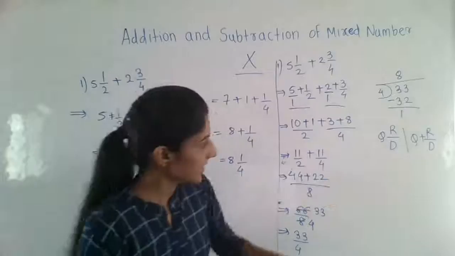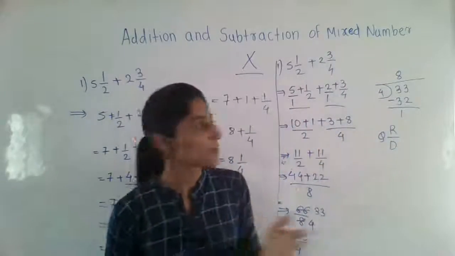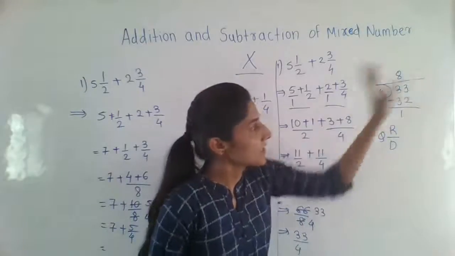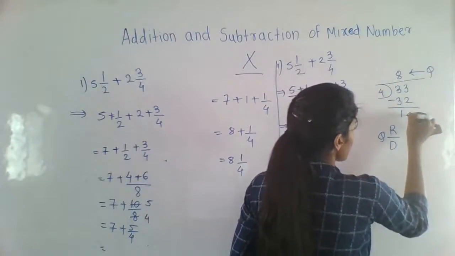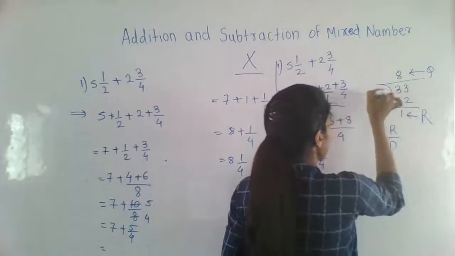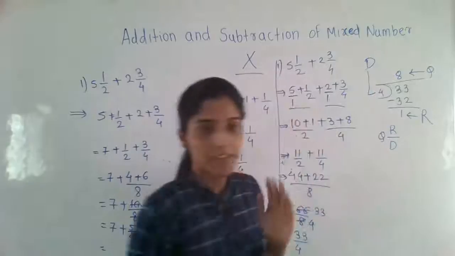Okay, QRD. Suppose we take QRD. Now, Q means what? What is our quotient? Quotient is 8. Our remainder is 1 and that is our divisor. Okay, it is our divisor.